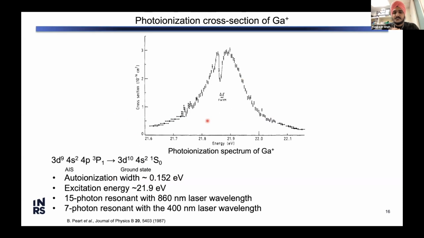To overcome this problem, we decided to investigate the harmonic generation process in the multiphoton ionization regime. For these studies, we chose gallium as the target for generating the plume. In gallium, we have an auto-ionizing state that corresponds to about 21.9 electron volt energy. This is 15-photon resonant with the 860 nanometer laser and 7-photon resonant with the 400 nanometer laser wavelength.